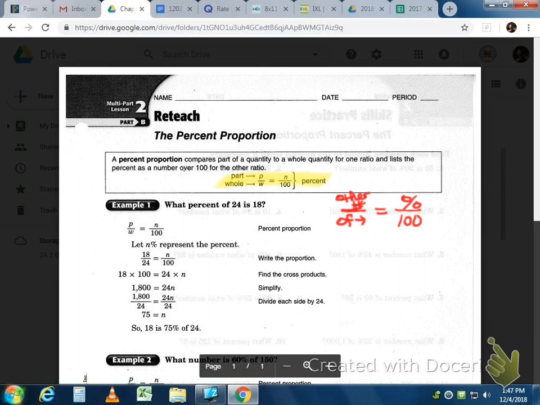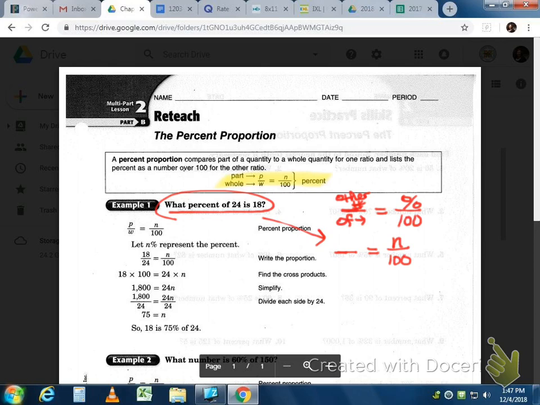Okay, so if I'm looking at this problem and we're following my guidelines over here, we're going to try this. Fraction bar, equal sign, fraction bar, 100 on the bottom right. It says what percent of 24 is 18? On example 1, do they give you the percentage? No, that's what you're solving for. So you have to put n above the 100.